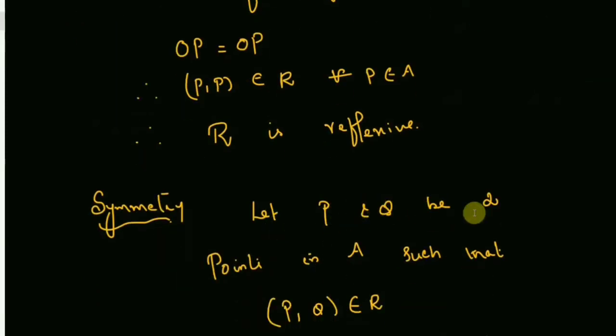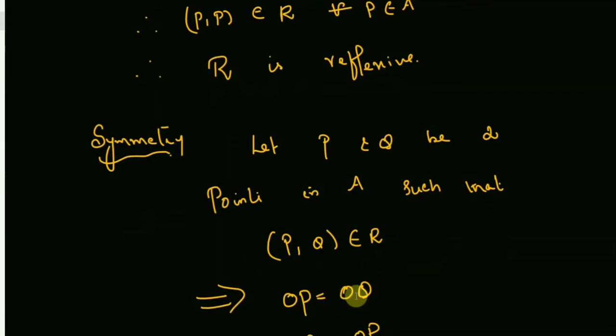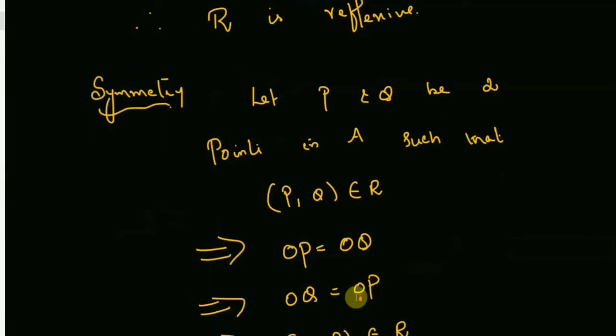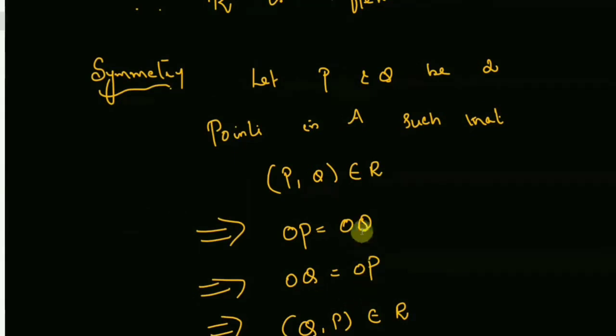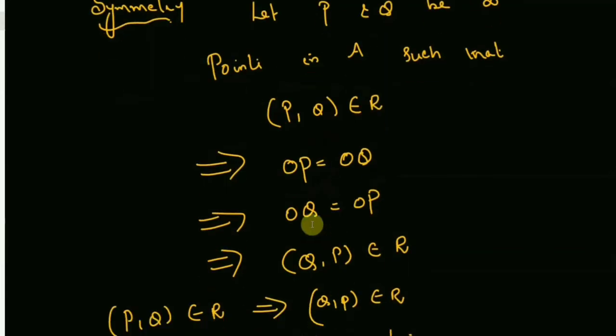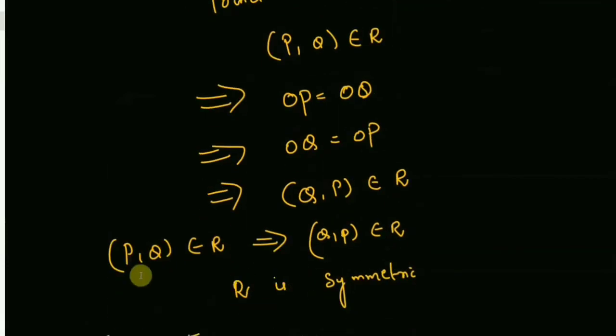Now, how do you prove it is symmetric? You need 2 points. So, take P and Q. Let (P, Q) belong to R. What does it mean? OP = OQ. The distances of the points P and Q from O are equal. If OP = OQ, then OQ will be equal to OP. So, if OQ = OP, that means (Q, P) belongs to R. So, (P, Q) belongs to R and (Q, P) belongs to R. That means it is symmetric.